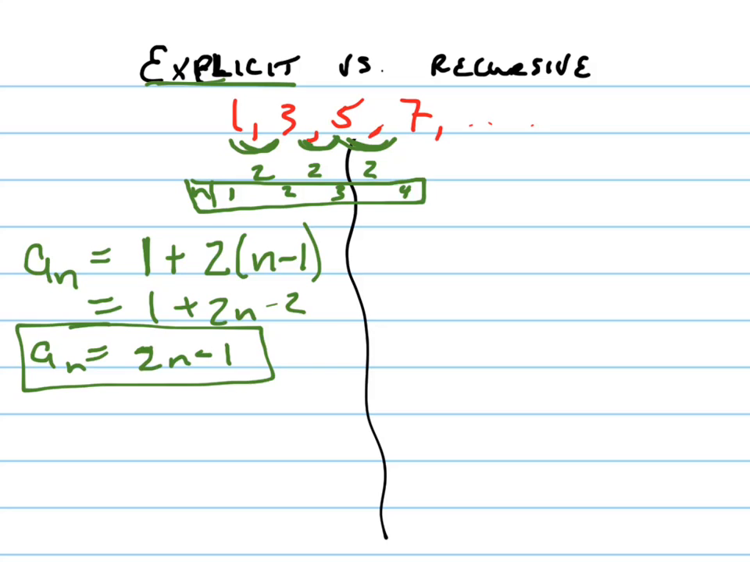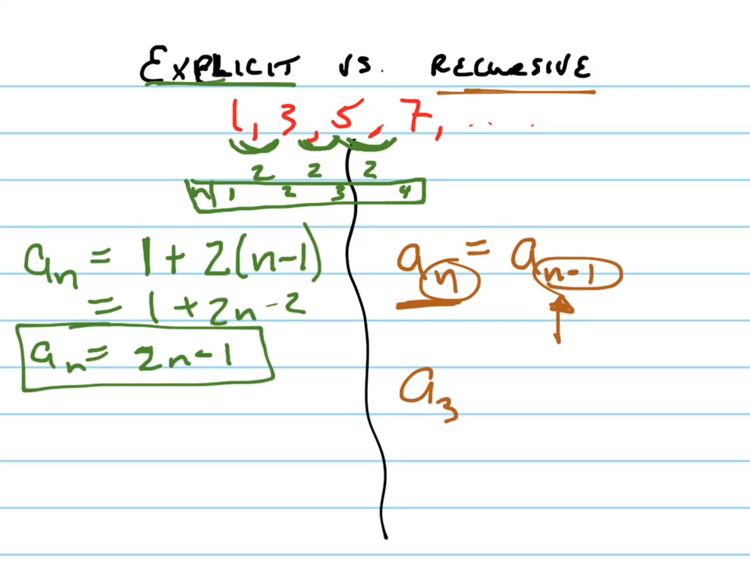Now let's talk about a recursive definition. A recursive definition is where you define one term based upon the previous term. So notice that I'm defining my nth term based upon the one right before it. That's what the n minus 1 means. It means the one right before n.